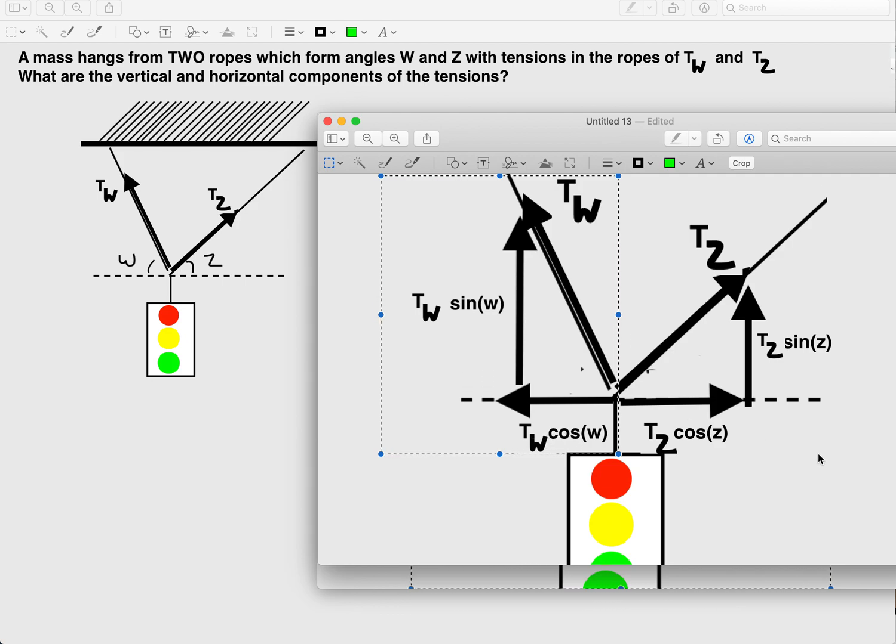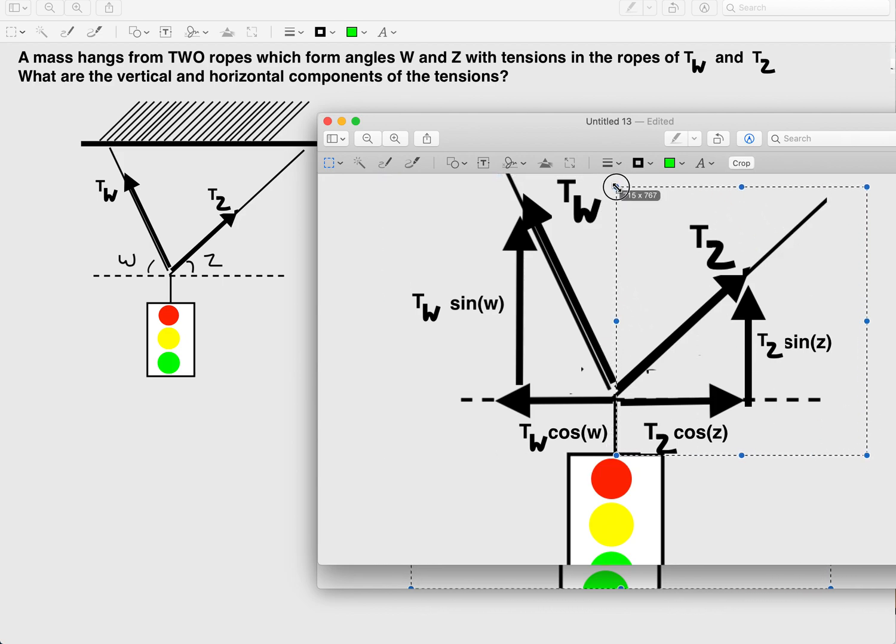Now if we flip over to the other side, it's very symmetrical here. The opposite side is T sub Z times the sine of the angle Z, which is right there. And here we have T sub Z times the cosine of Z.